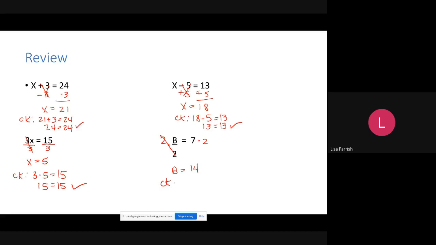And then we can always check that one. Plug 14 in for b. 14 divided by 2 is supposed to equal 7. If I do the math, 14 divided by 2 is 7.